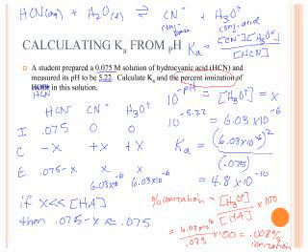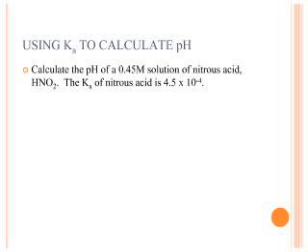Are these okay? All right, so this is a classic kind of problem where you're given the pH, you have to find the equilibrium constant. Let's go on and look at the next problem, which is going in the opposite direction. Given the Ka, find the pH.